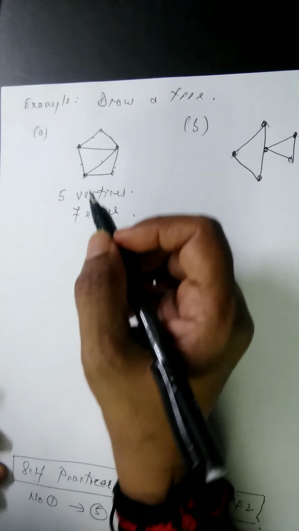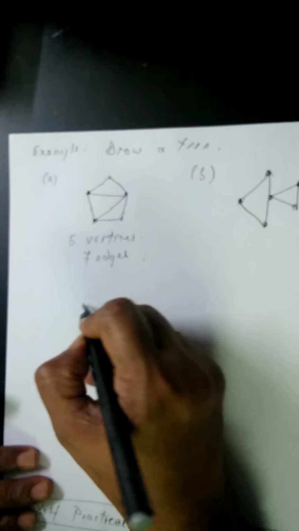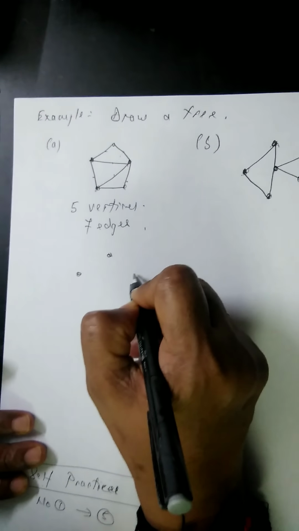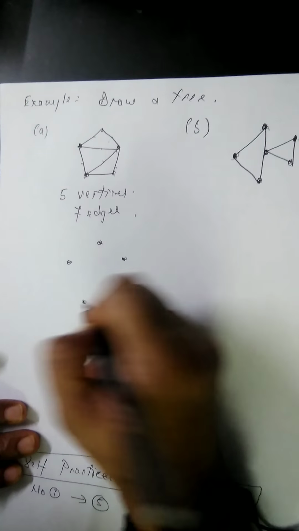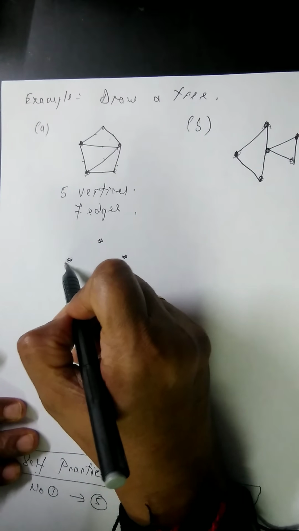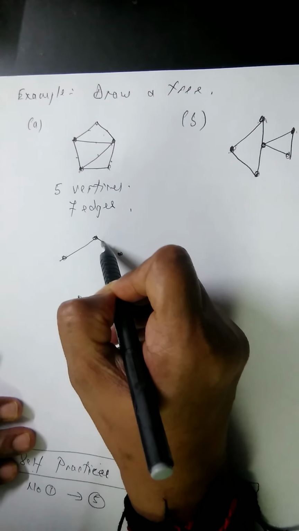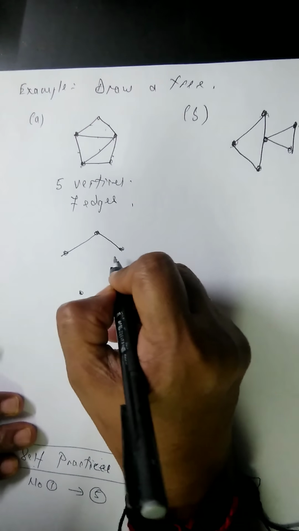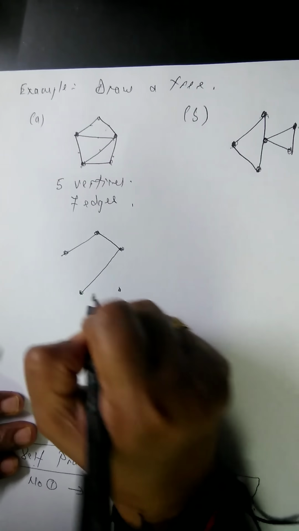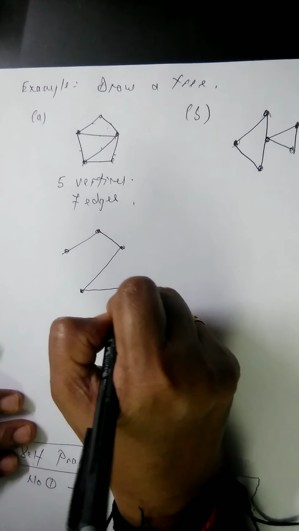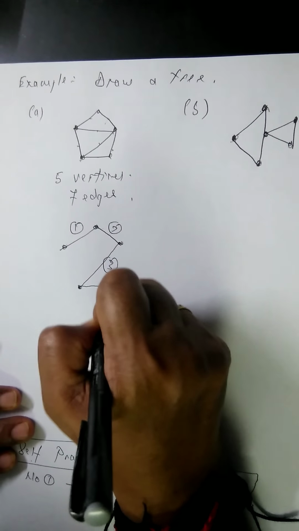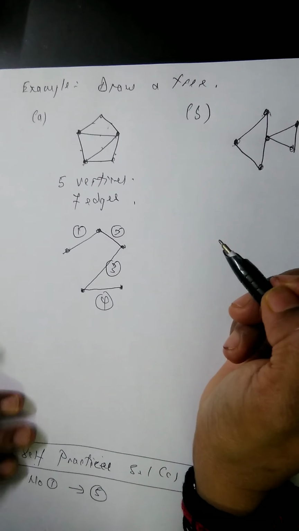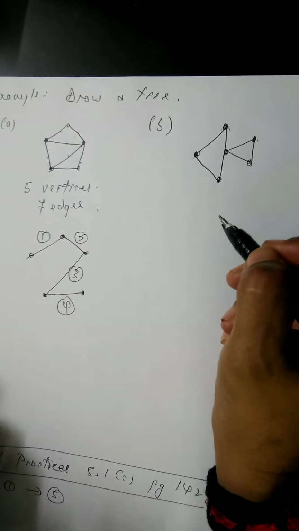So what I can do now is, I've only got 5 vertices, so maybe I place it, let's say we use the same, one here, one here. Let's try. 1, 2, 3, 4. So I've got 1, 2, 3, and 4, 4 edges. Likewise here, a tree.